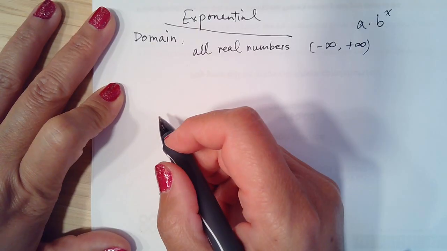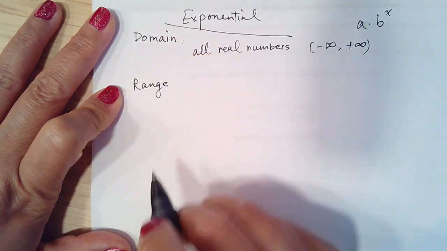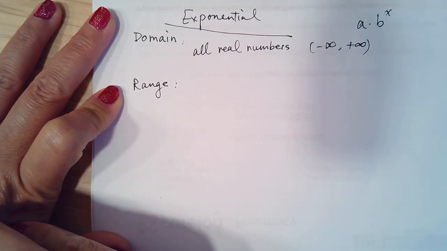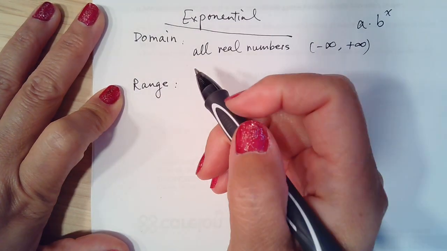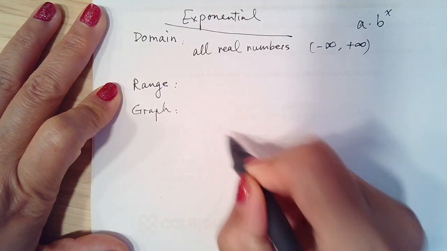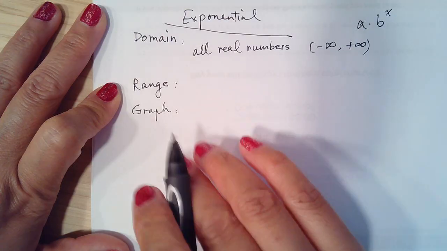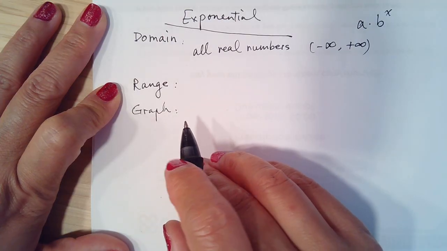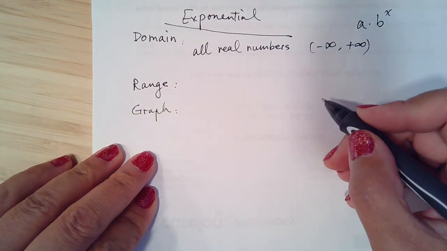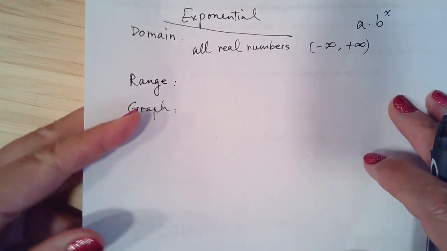And what about range? Range is what y value could be. And we'll do this later. And then graph. We might need to find the graph of the parent function first, then we work on the transformation of it. Now later we're going to deal with something like a little e and some compound interest. That was a different topic.